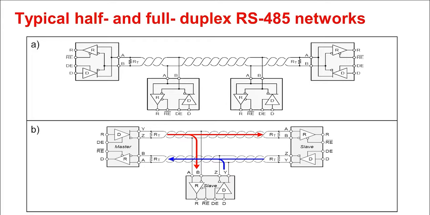Figure B shows a typical full duplex RS-485 bus configuration. A full duplex or four-wire bus is connected in a master-slave configuration, where the driver of the master node is connected in parallel to all the slave receivers on one wire pair, and the receiver of the master node is connected in parallel to all the slave drivers on a second wire pair. Separate bus cables allow for simultaneous communication in both directions between master and slave nodes.